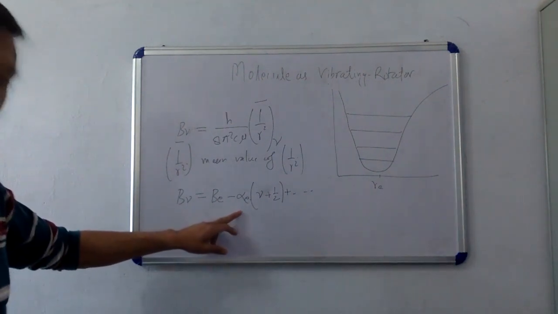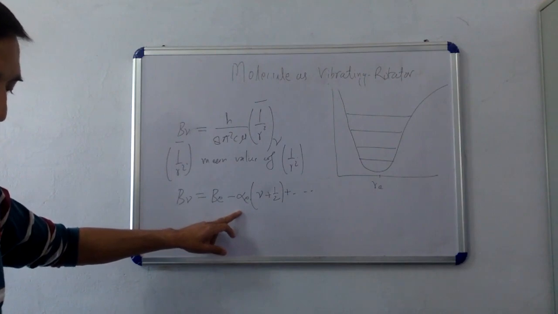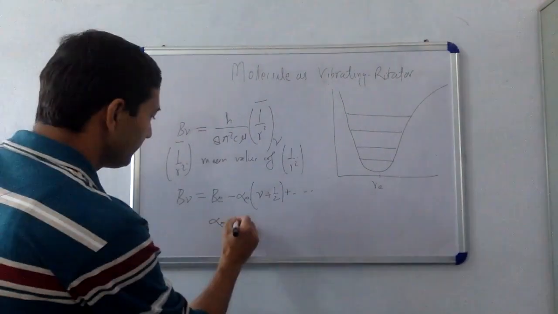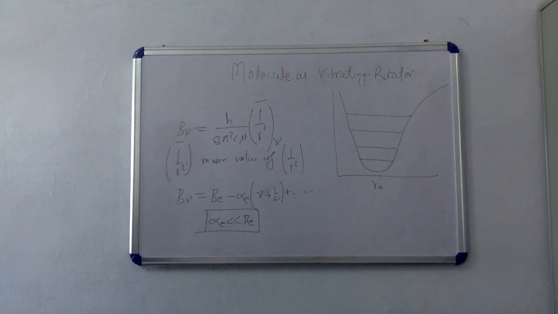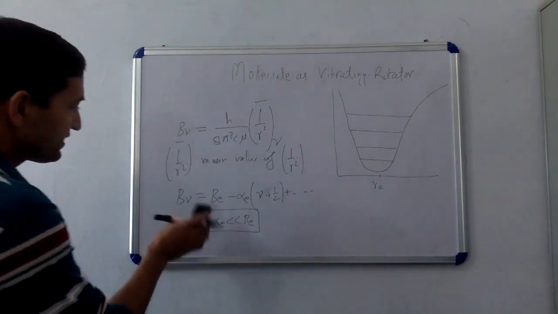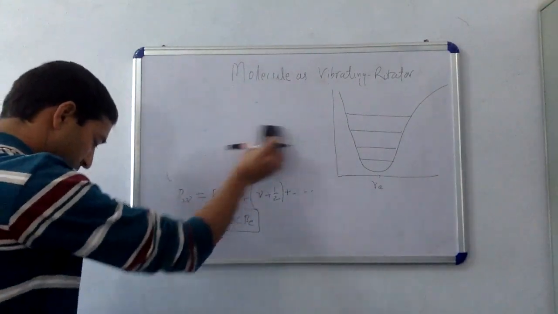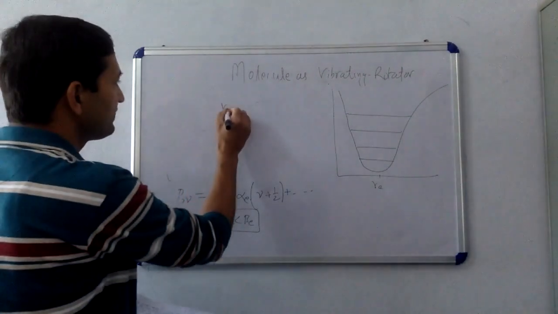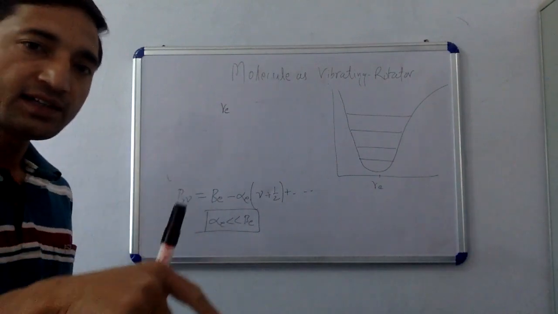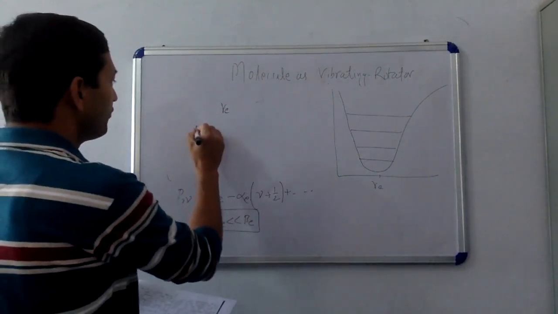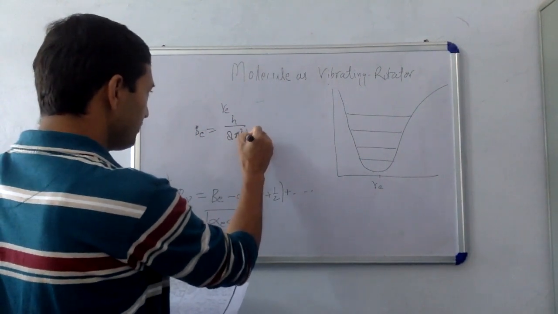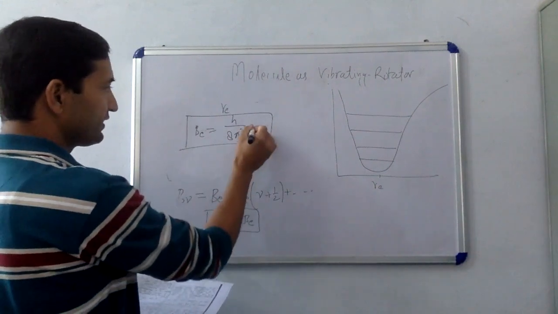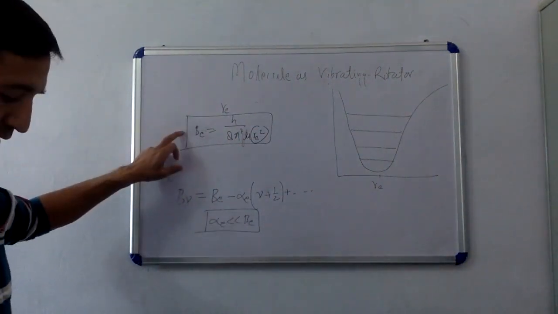Here α_e is a constant depending on the shape of the potential curve, and this α_e is very, very much less than B_e. And B_e is the rotational constant corresponding to the separation r_e at the minimum of the potential curve. So this B_e is the rotational constant for the minimum distance r_e, when the intermolecular distance is r_e. For that, we define B_e equal to h/(8π²cμr_e²), where the intermolecular distance is r_e.